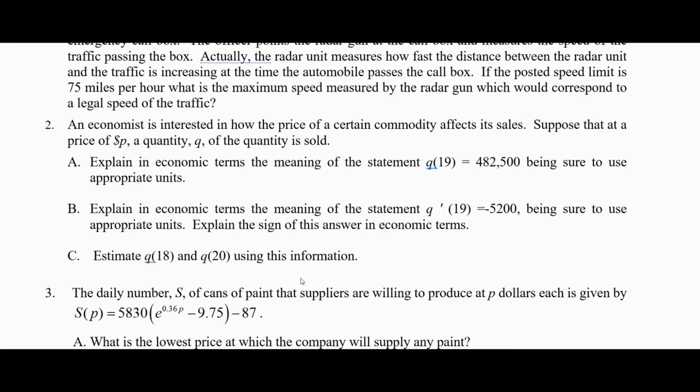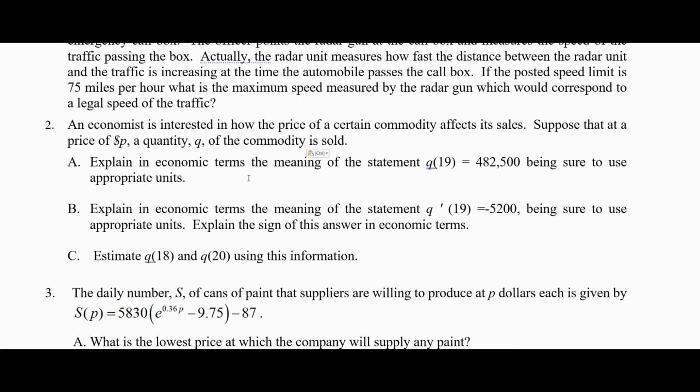Number two, an economist is interested in how the price of a certain commodity affects its sales. Suppose that at a price of P dollars, a quantity Q of the commodity is sold. A, explain in economic terms the meaning of the statement Q of 19 equals 482,500, and be sure to use appropriate units.